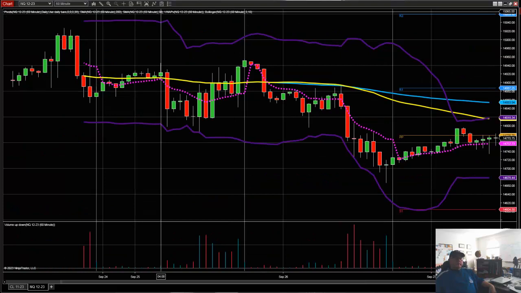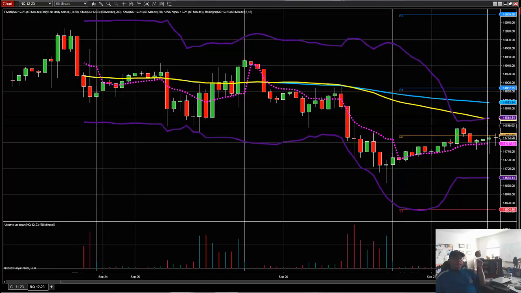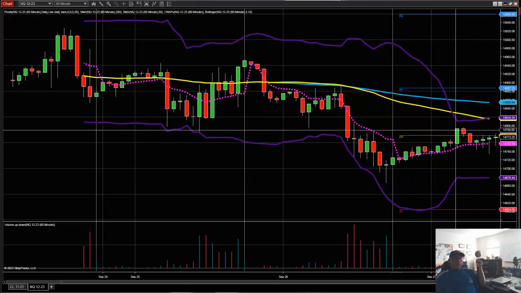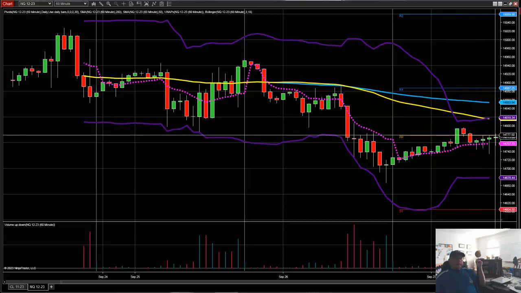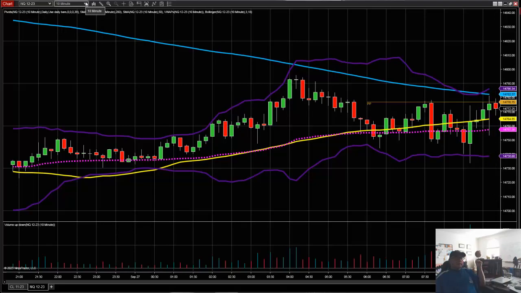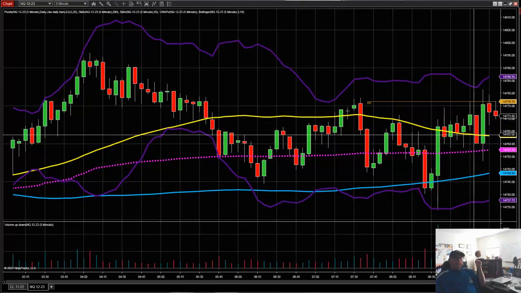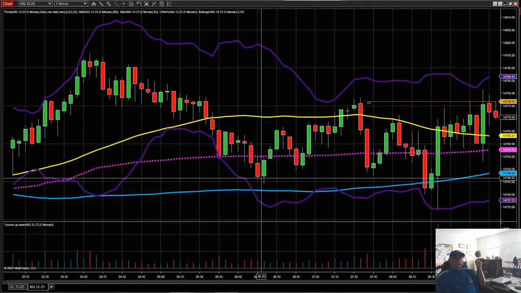60 minutes. Trying to recover from the lows of yesterday right now. It's worked its way back to the pivot, got higher than pivot at 4 in the morning. Now it's trading at pivot in this hour. 10-minute chart, right at pivot. Look at the 50 bar and the 200 bar there. There's your 5-minute chart.